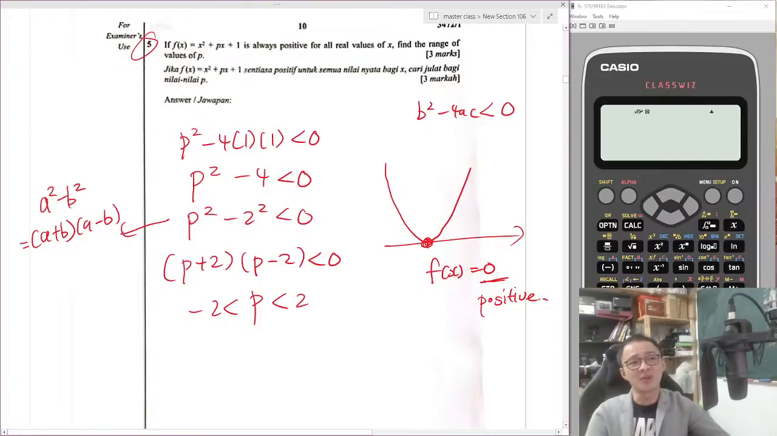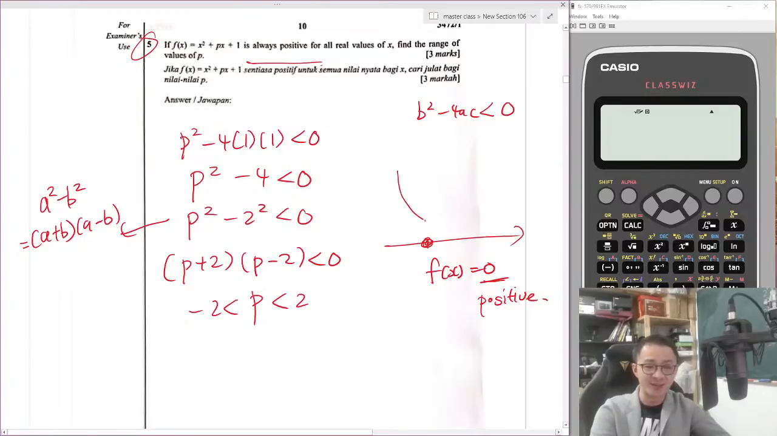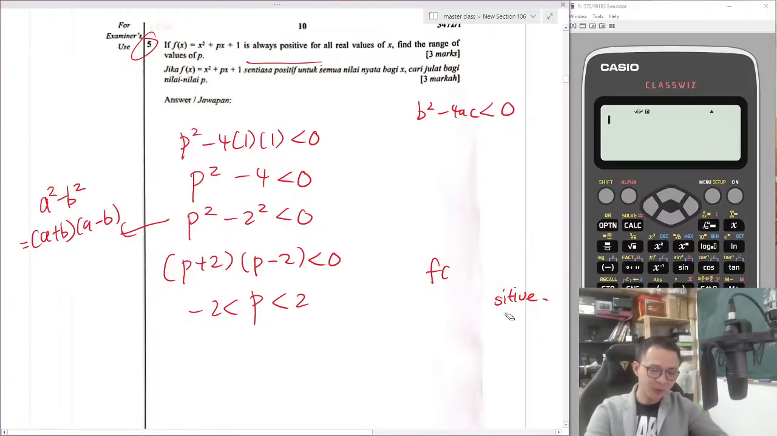Because the question says it must be always positive, I don't think we can accept 0 as positive, because 0 is a neutral number. So therefore, I will not use b squared minus 4ac equal to 0. I will just assume it is above the x-axis. So yeah, we know equal to 0 means equal and the same root here.